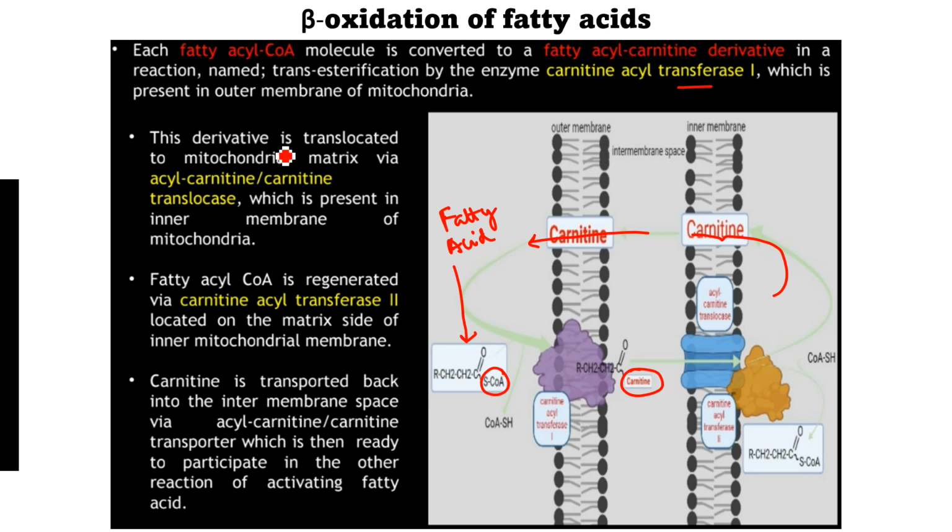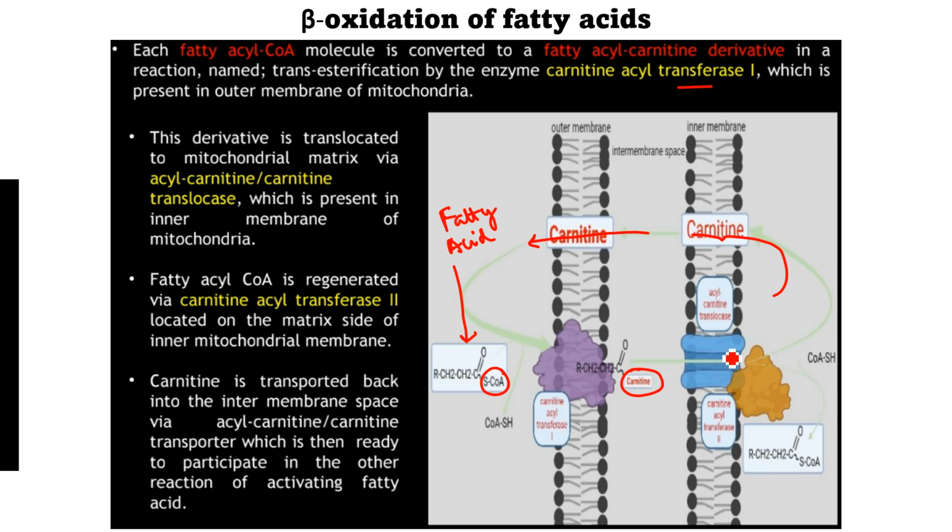So first, this derivative is translocated to the mitochondrial matrix. How? The fatty acids are there in the cytosol, so how will they move into the mitochondrial matrix, which is needed for beta oxidation to take place? For this, the fatty acid is first converted into fatty acyl CoA by the enzyme acyl CoA synthase. Now, in the outer mitochondrial membrane, carnitine acyl transferase replaces this S-CoA with carnitine, and then this can move into the intermembrane space.